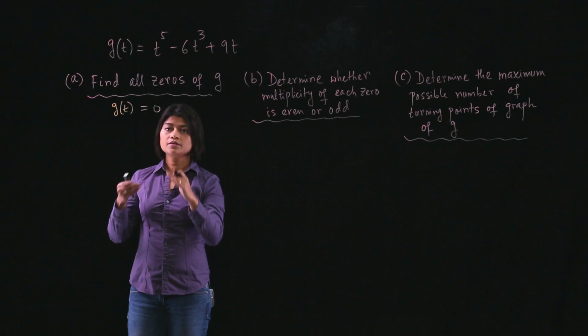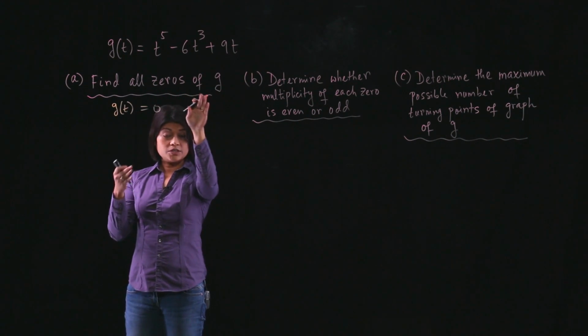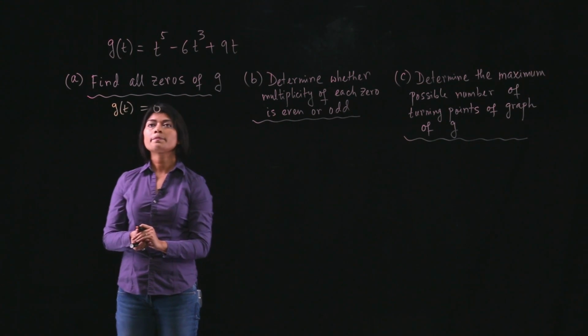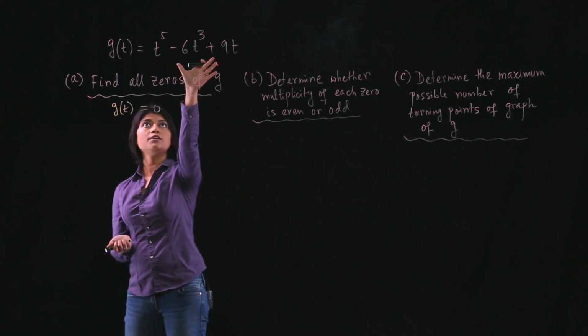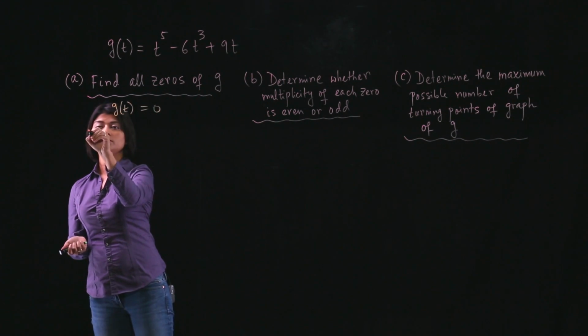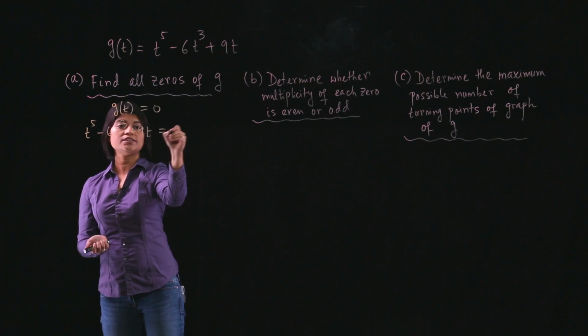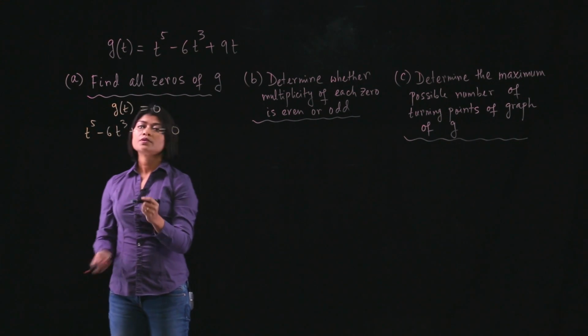So those are the points where the graph of the function will touch the x-axis or cross the x-axis. Okay, so let's see. Take the expression of the function and set it equal to 0. So we'll have t to the 5 minus 6t cubed plus 9t is equal to 0. And then we have to factor.